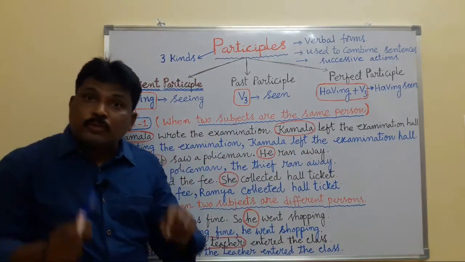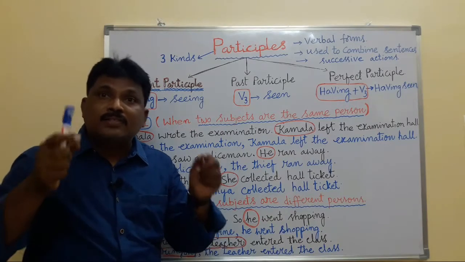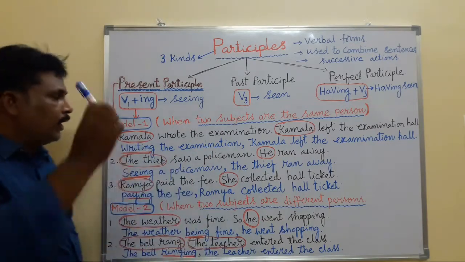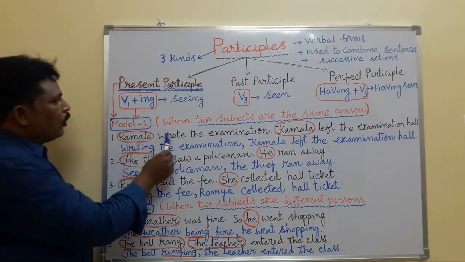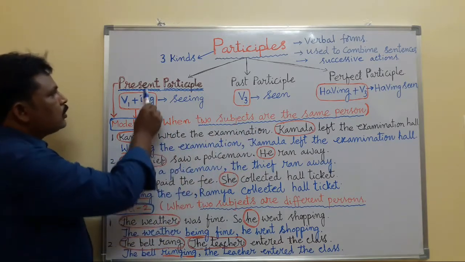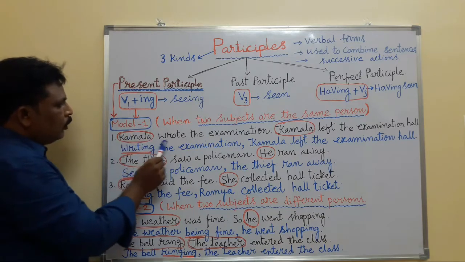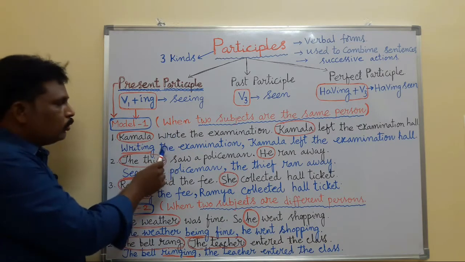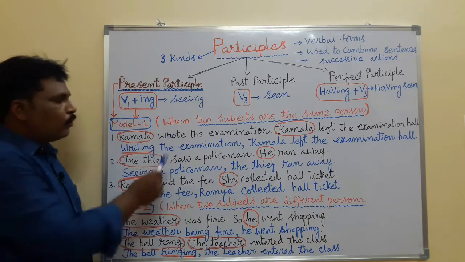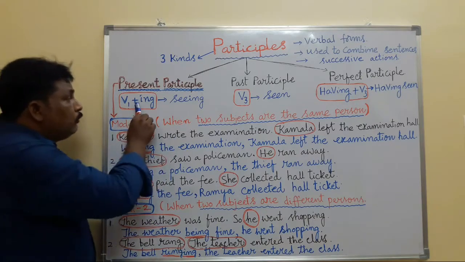So when the two subjects of two sentences are the same person, then you write the answer like this. When we combine the two sentences using present participle, we write this structure: V1 plus ing form. What is the verb? Wrote. Wrote is past tense. So we write V1 plus ing form.